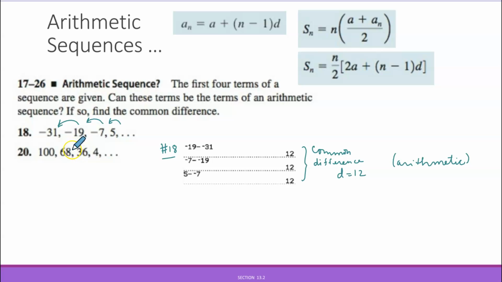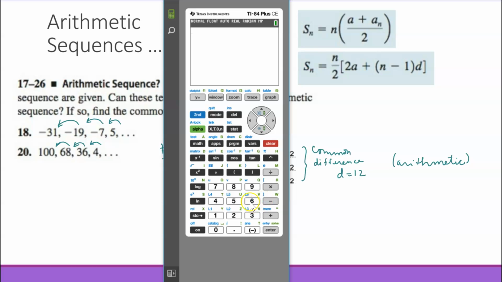Okay, the first 4 terms are given. Can these be terms of an arithmetic sequence? Well, if it is, for every right minus every left, when we subtract, we come up with the same common difference. If that happens, then we have an arithmetic sequence.